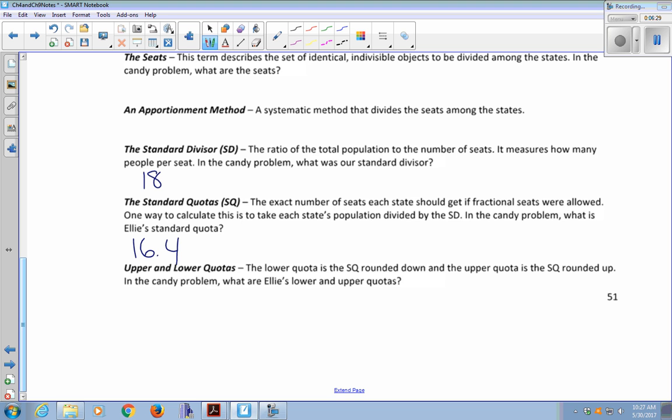Upper and lower quotas. The lower quota is the standard quota rounded down, and the upper quota is the standard quota rounded up. In the candy problem, Ellie's lower quota is 16, right? You round 16.4 down and you get 16. And then her upper quota, round 16.4 up. This is a little weird because I know the 0.4 typically tells you to round down. But if you take 16.4 and go up to the next whole number, you get 17. So Ellie's lower quota is 16 and upper quota is 17.